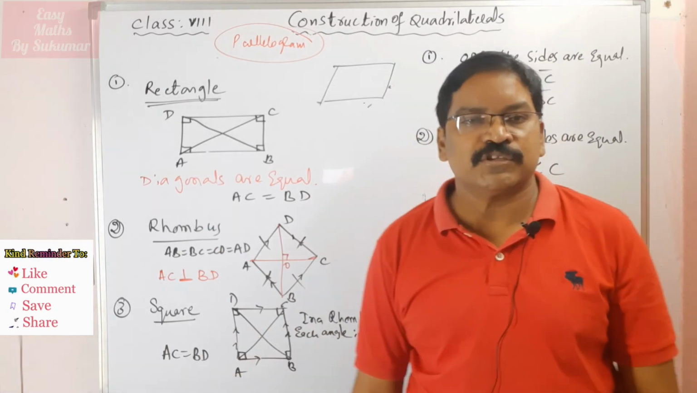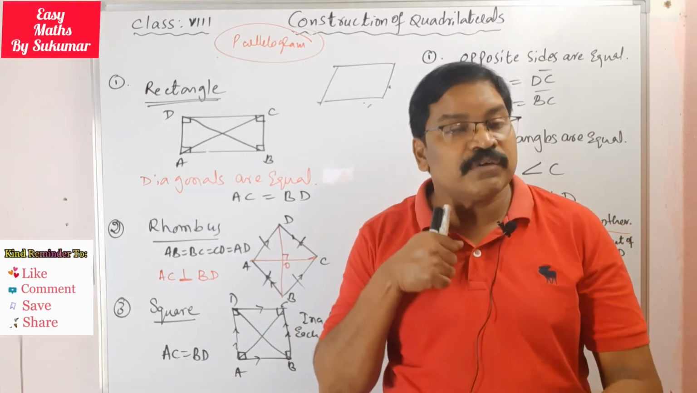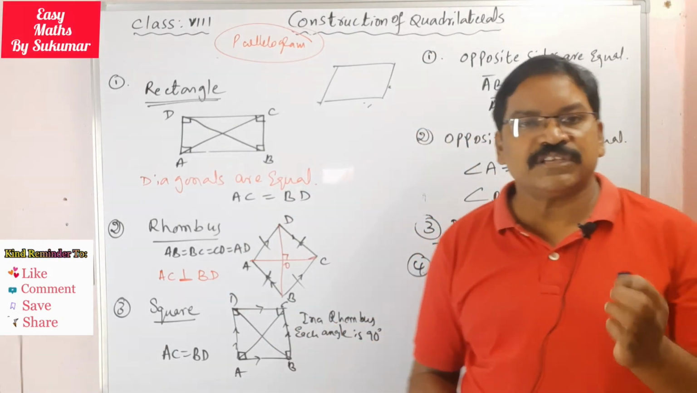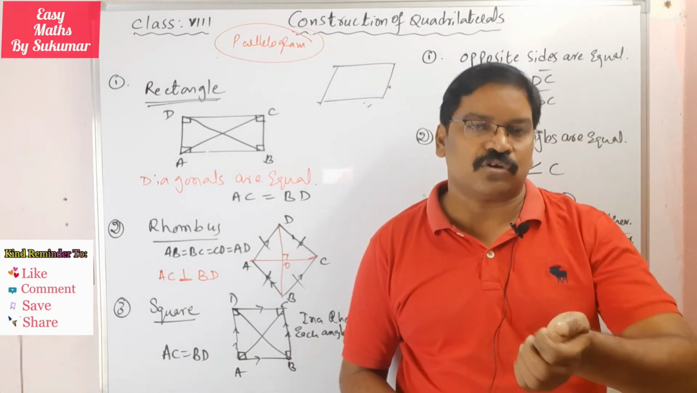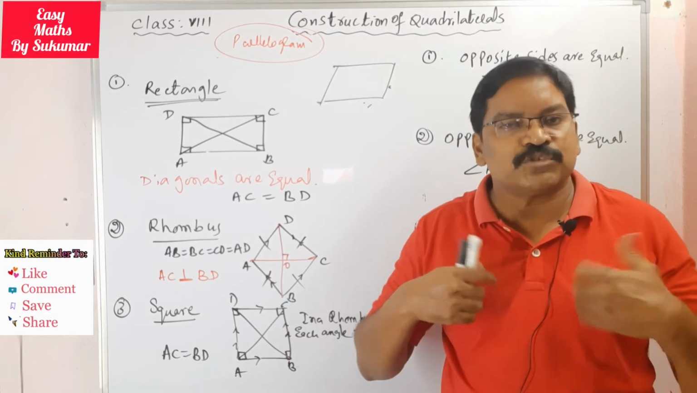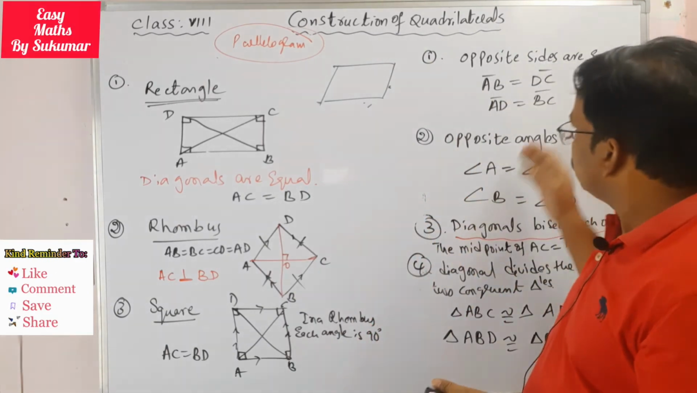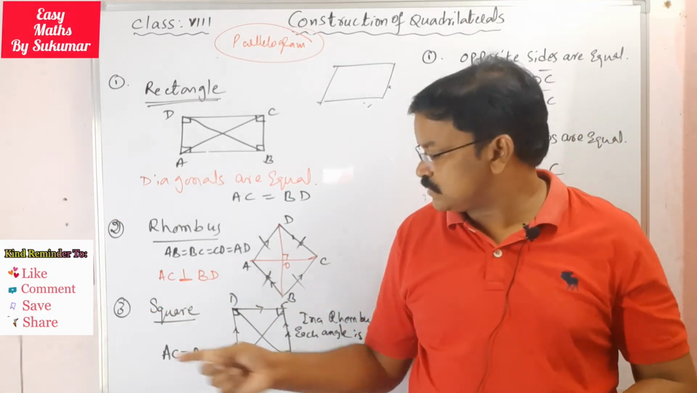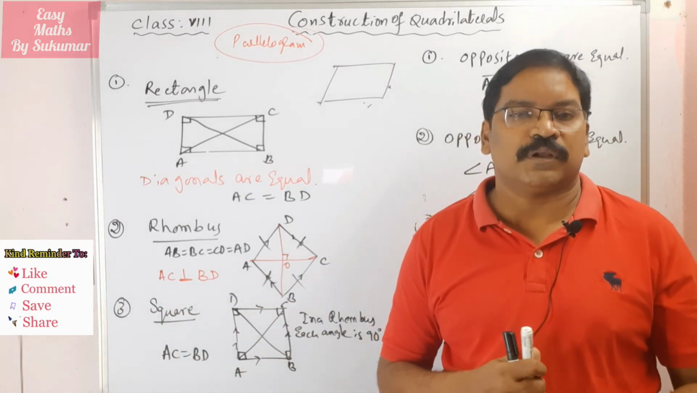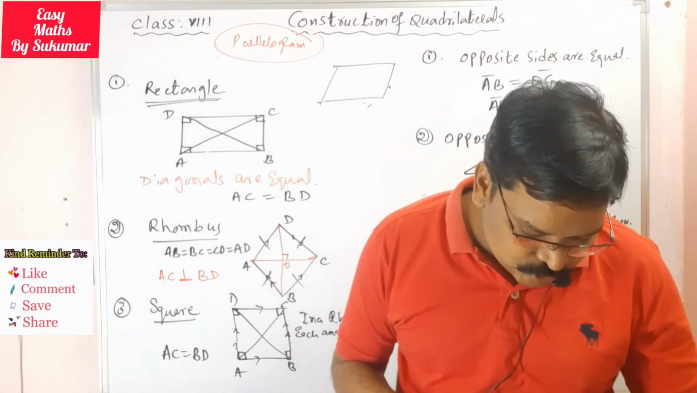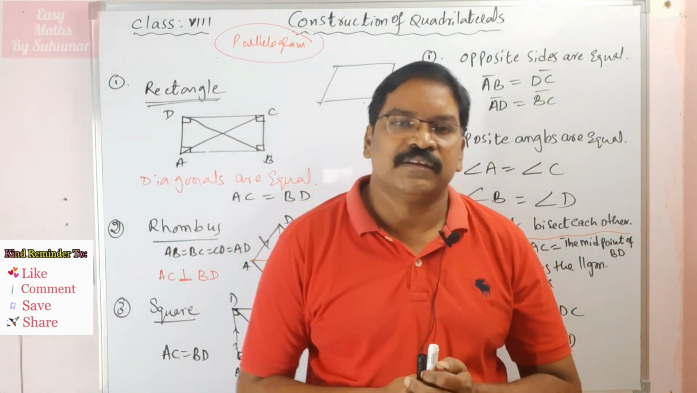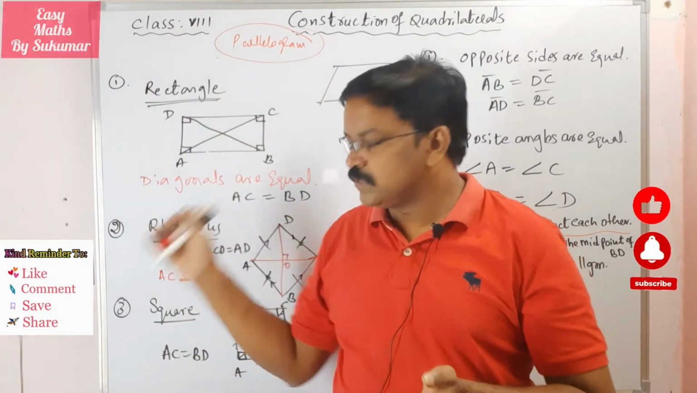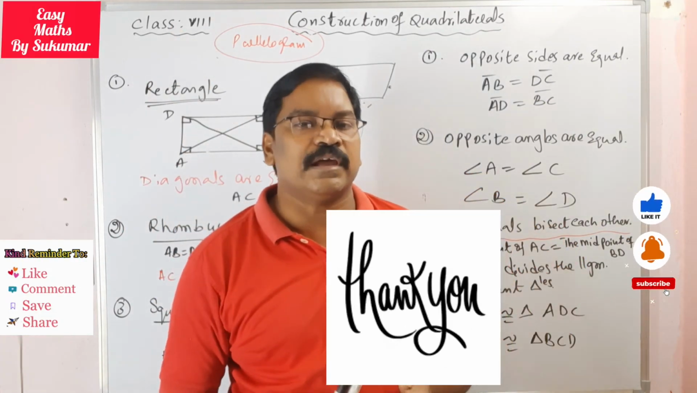Coming to the square, my dear students, how do you define a square? Start with a rhombus. In a rhombus, if each angle is a right angle, then it is called a square. Including these four properties, the diagonals are equal. That means AC and BD are equal. So my dear students, I hope you understand the properties of a parallelogram and the properties of a rectangle, square and rhombus.